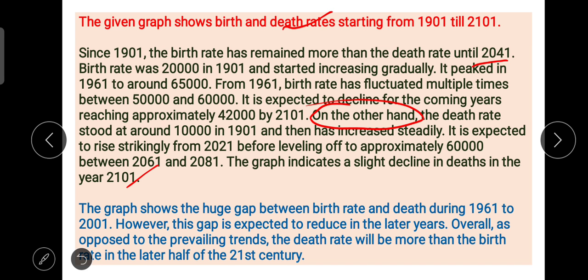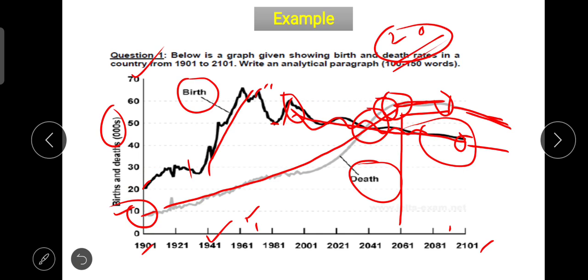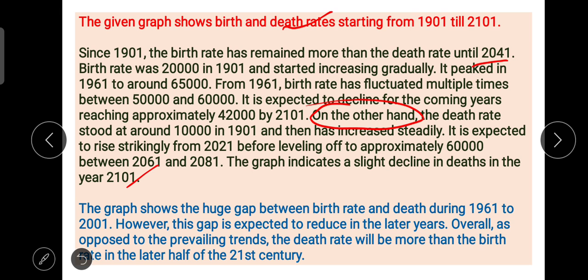The graph shows a huge gap between birth rate and death rate during 1961 to 2001. We can see over here a striking gap, 1961 and 2000. During this period, we can see this is the highest gap between birth rate and death rate. However, this gap is expected to reduce in the later years. Overall, as opposed to the prevailing trends, the death rate will be more than the birth rate in the later half of the 21st century.